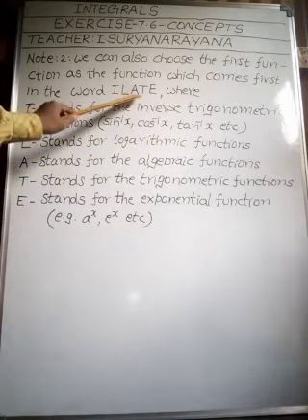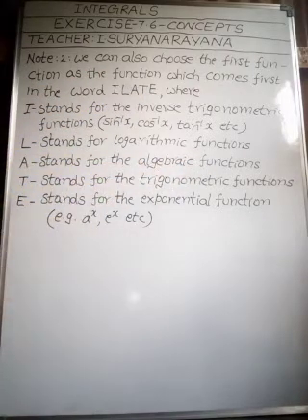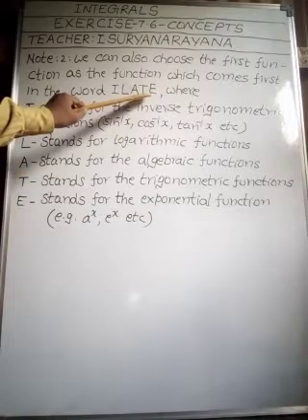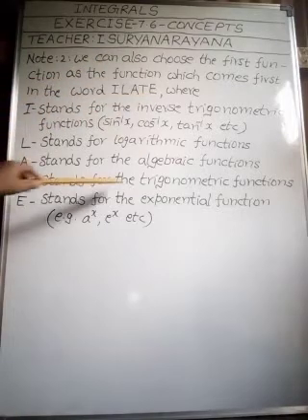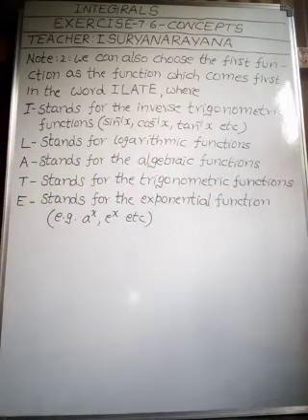Next, the third letter is A. A stands for the algebraic functions. Algebraic functions means x square, 2x, like this. Next, the fourth letter is T. T stands for the trigonometric functions, meaning sin x, cos x, tan x, etc. Okay, my children, understood? Right.